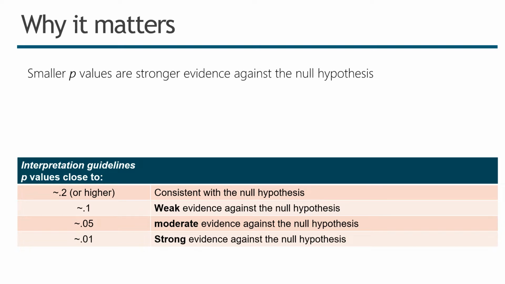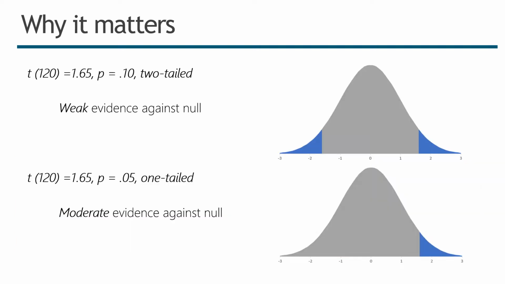Common guidelines are a p-value that is close to 0.2 or higher is considered to be consistent with the null hypothesis. A p-value close to 0.1 is considered weak evidence against the null hypothesis. P-values close to 0.05 are considered moderate evidence against the null, and p-values of 0.01 are considered strong evidence against the null hypothesis. Researchers must choose whether they plan to use a one-tailed or two-tailed p-value before they conduct their research.